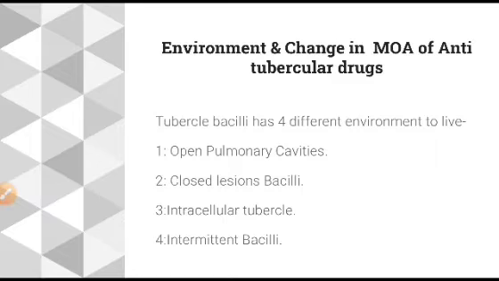We have 4 different environments where these bacteria live in the human body. First are open pulmonary cavities. These open pulmonary cavities, meaning the lung, have plentiful oxygen and a large number of rapidly growing organisms. So any drug which is effective against rapidly growing organisms will act on the bacteria present in this particular environment, open pulmonary cavities. Second is called closed lesion bacilli.